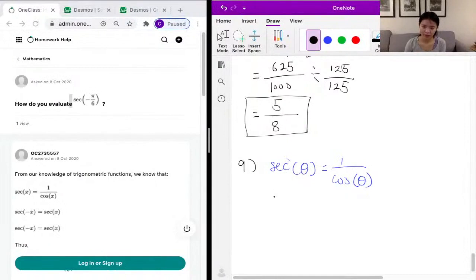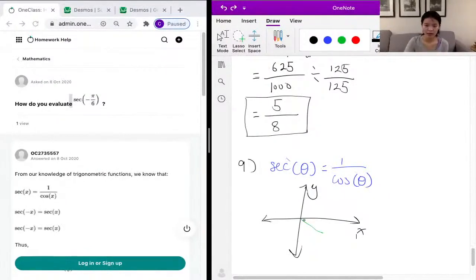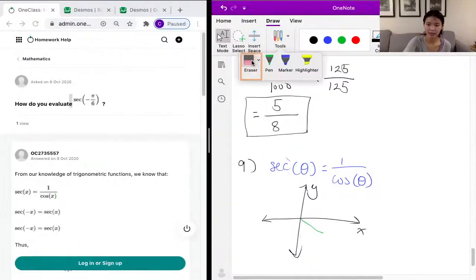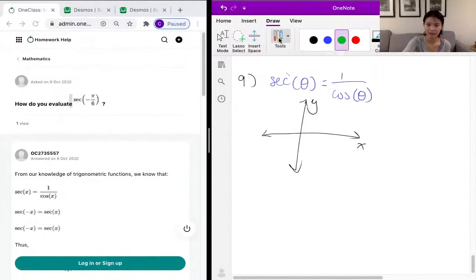First, we need to know our reference angle. Let's use the unit circle here. I'm not actually going to draw the actual circle, but just a set of coordinates. The goal here is negative pi over 6, so let's draw it. If you're not as familiar with radians, I'll tell you that negative pi over 6 in degrees is just negative 30 degrees.